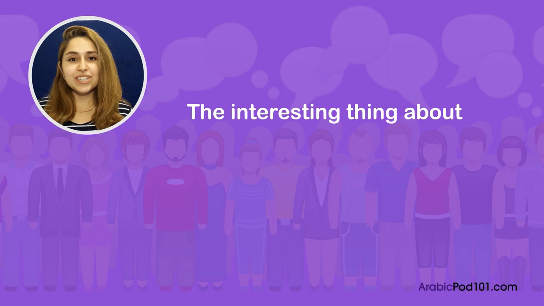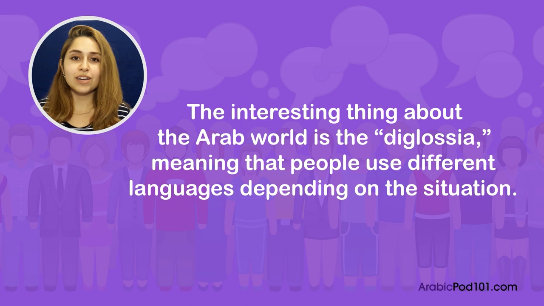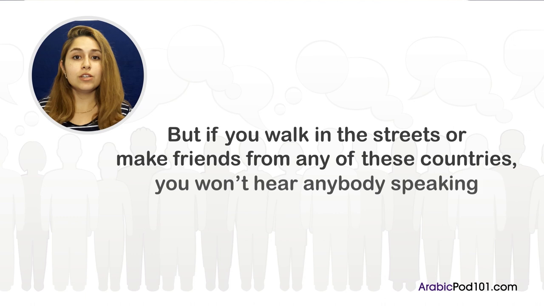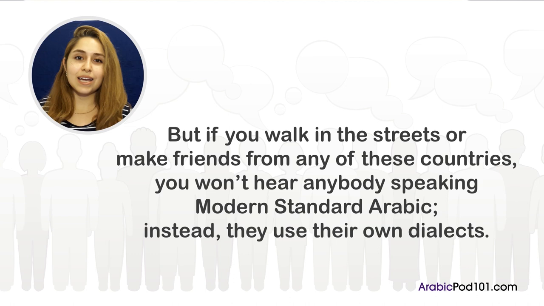The interesting thing about the Arab world is the diglossia, meaning that people use different languages depending on the situation. As a result of this diglossia, the news of most of these countries is in modern standard Arabic. But if you walk in the streets or make friends in any of these countries, you won't hear anybody speaking Modern Standard Arabic. Instead, they use their own dialects.